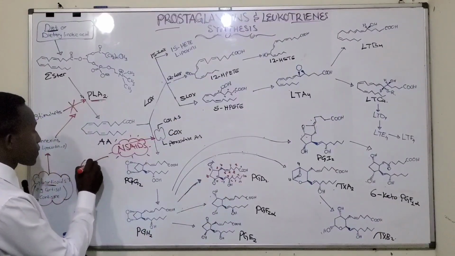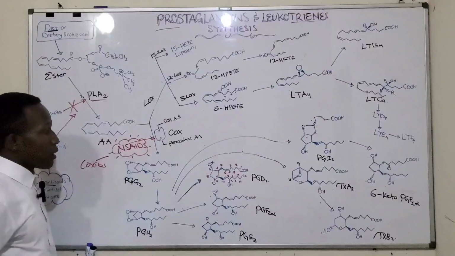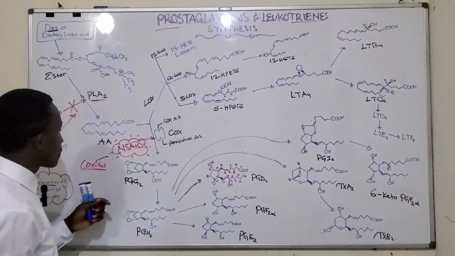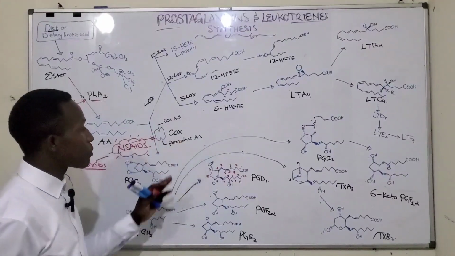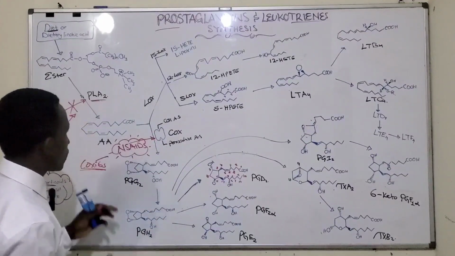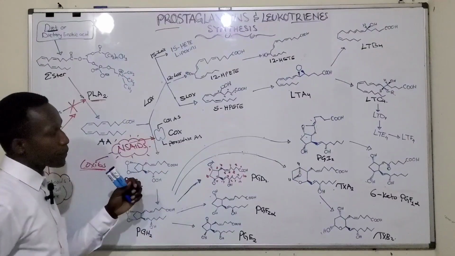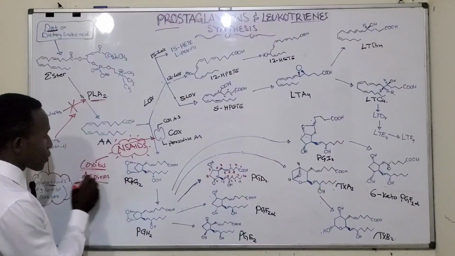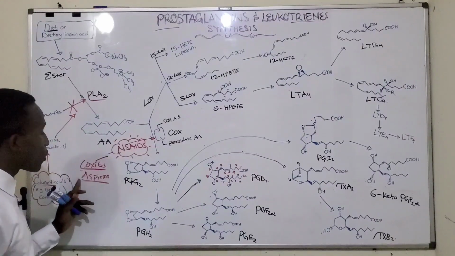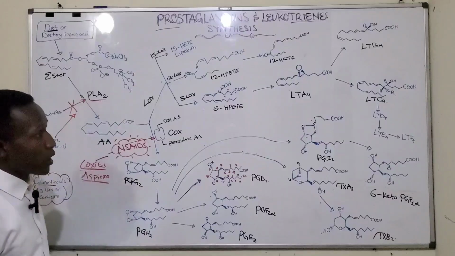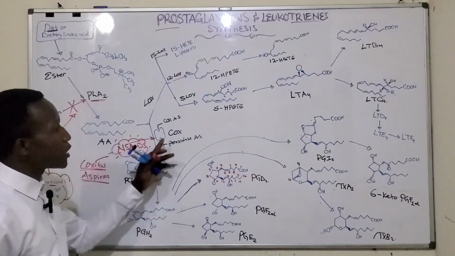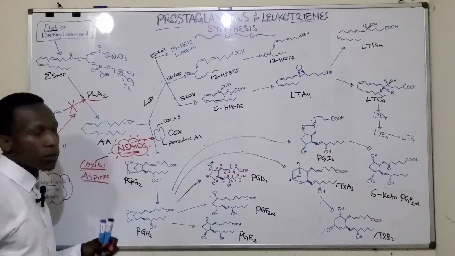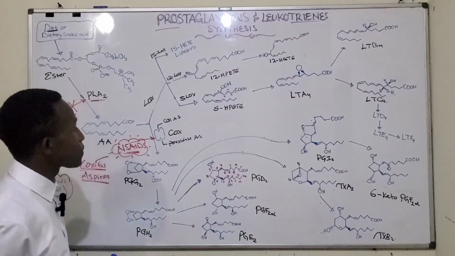But the coxibs, like celecoxib, have high affinity for COX-2, but we shall talk about that later. Aspirin causes permanent, irreversible inhibition, and we shall also talk about it later in the pharmaceutical chemistry of the NSAIDs. We shall talk about the NSAIDs broadly in pharmaceutical chemistry.